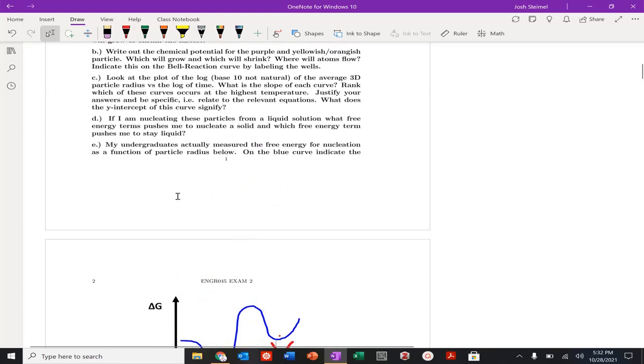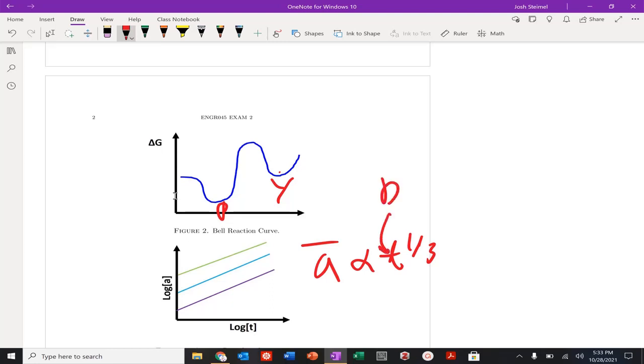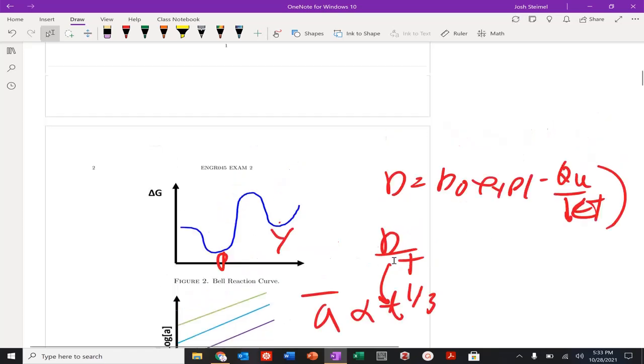Excellent. Look at the plot, log base 10, not natural, of the average 3D particle size. What is the slope of each curve? We know that our average particle size scales as t to the 1/3, and in front of this we have a function with a bunch of constants. But the thing we are focused on is the prefactor D over T. We could change temperature, and we know that D is equal to D naught times exponential of minus Q over kT. So this exponential term with temperature is going to beat out the 1 over T temperature term.